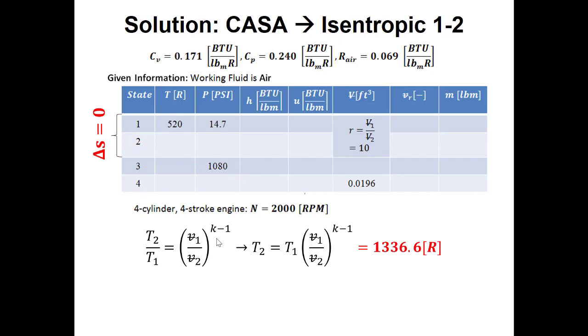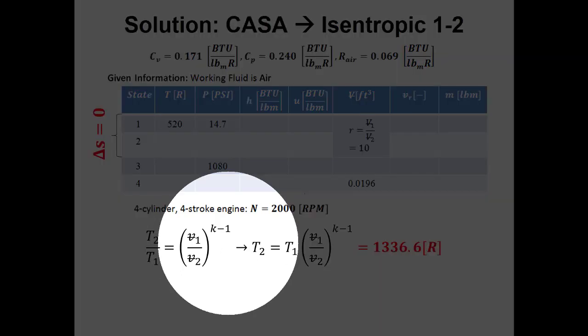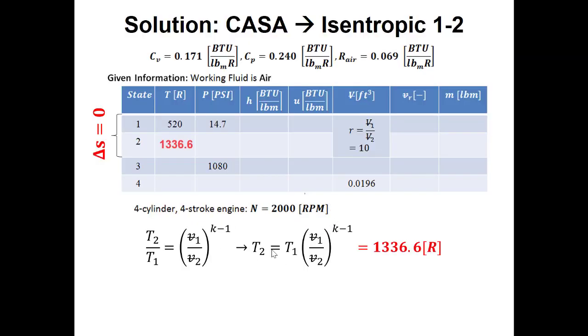So I can find T2, right? And again, I have to make sure that T1 is in Rankine. After I do this, I see that T2 is 1,336.6. So up to this point, even though I'm using a different expression, it's kind of the same order that I did things in for the variable specific heat problem, right? And you'll notice that. But the good thing is now I don't have to interpolate.